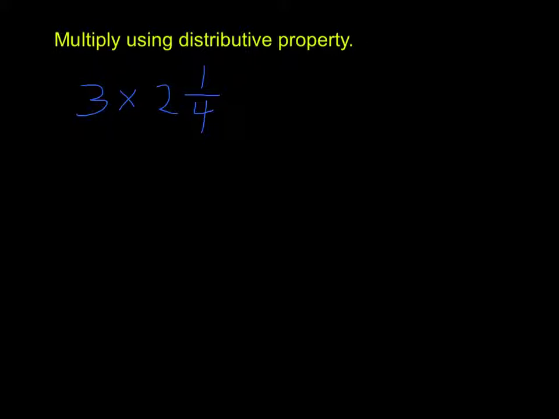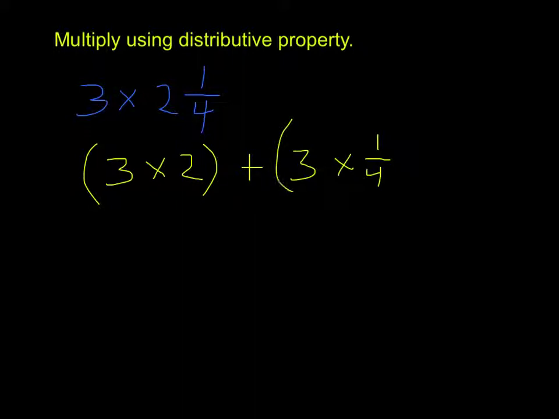On this next one, we're going to multiply using the distributive property. As you can see here, we have our 3 times 2 and 1/4. So we're multiplying 3 times 2 and 3 times 1/4. We're going to write this out. First of all, we're going to write it out as 3 times 2, we're going to separate this, plus 3 times 1/4. This will then allow us to multiply this correctly.